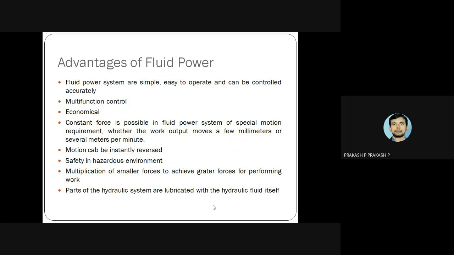There is also safety in hazardous environments, and we can achieve multiplication of a smaller force into a greater force for performing work. Next, you can see the parts of the hydraulic system are easily lubricated because we are using hydraulic fluid itself.